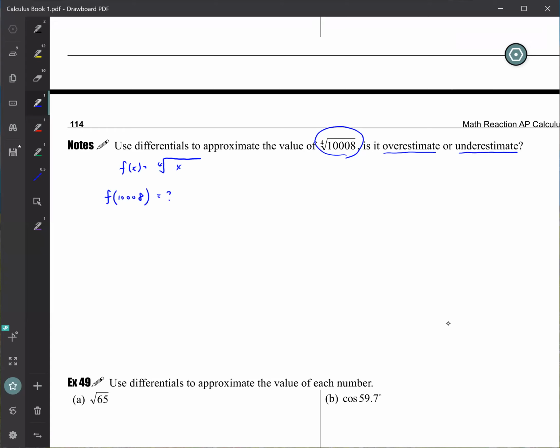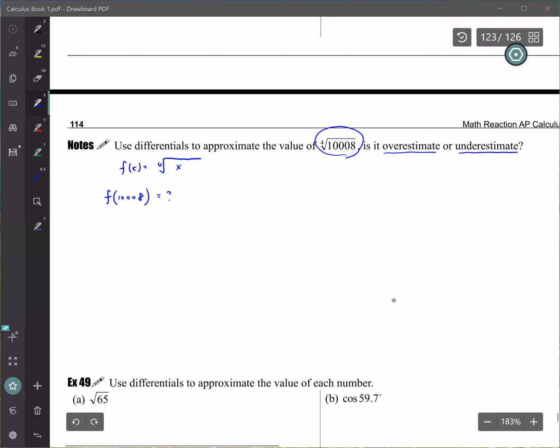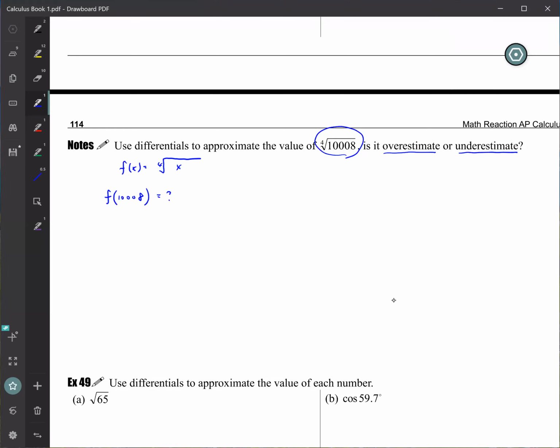Any questions so far? Yeah. How come our function isn't just f of x equals the fourth root of 10,008? A function should be able to take a value, right? It should have variables, so we need to have input and output. If you say it's the fourth root of 10,008, then there's no x. Oh, okay. It's a constant. Yeah. Okay.